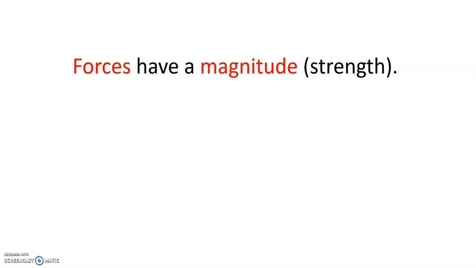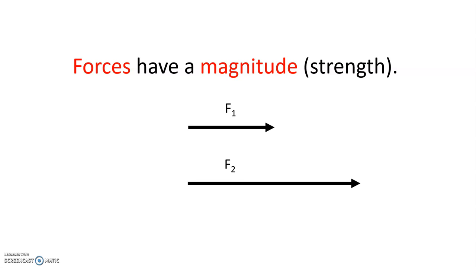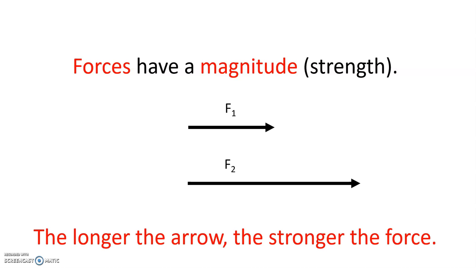When we are drawing that, we simply use arrows. If we look at this force, there's a force acting on some object to the right, and there's another force acting on a different object. Looking at these two arrows, we can see that the second force, F2, has an arrow twice the length of the first force, so that tells me that the longer the arrow, the stronger the force. That's a nice easy way to show how strong the forces acting on objects are. Longer arrows, stronger forces; shorter arrows, weaker forces.